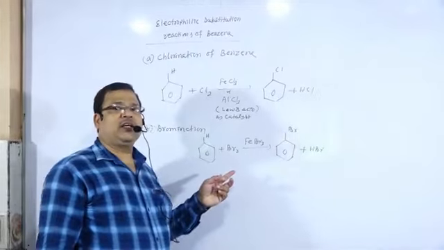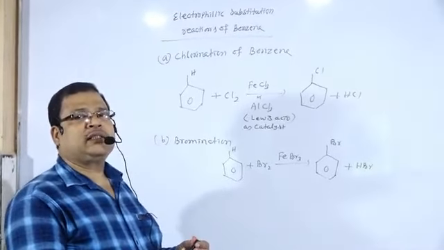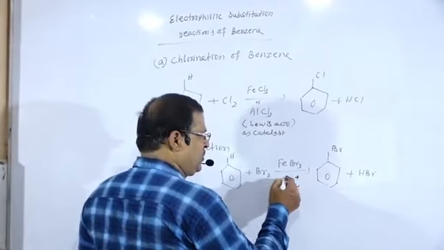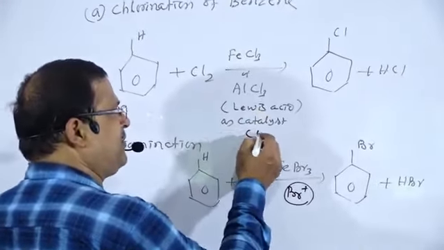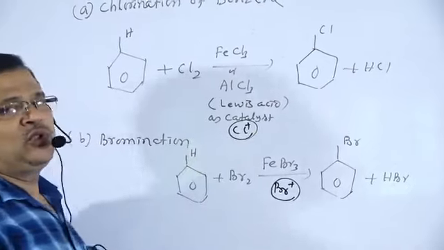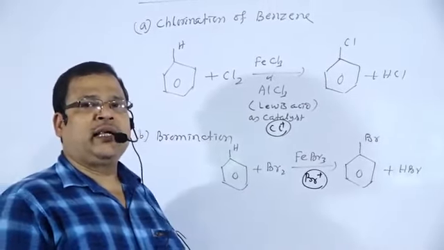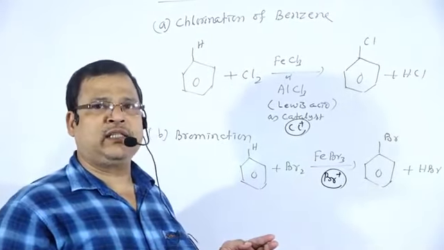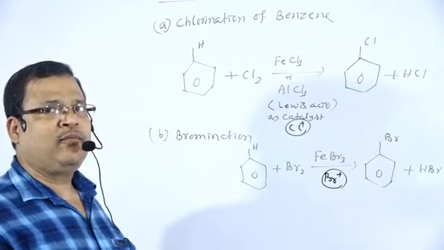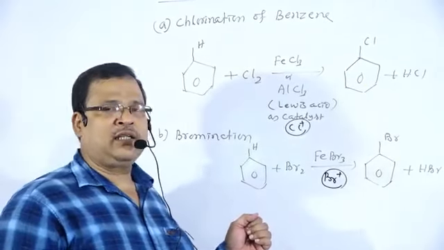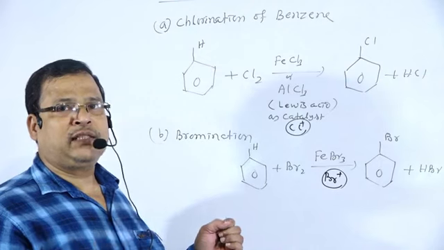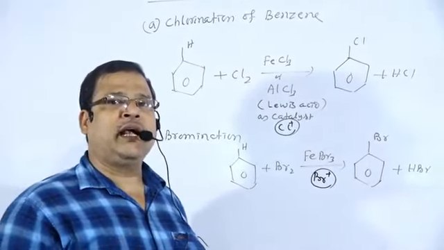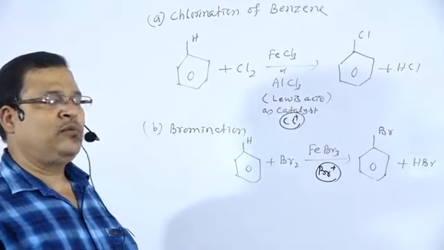During bromination, Br+ will act as the electrophile. In chlorination, Cl+ will act as the electrophile. So chlorine reacts with benzene in the presence of FeCl3 or AlCl3 to form chlorobenzene, and Cl+ acts as the electrophile. If we carry out bromination, bromine reacts with benzene in the presence of FeBr3 to form bromobenzene, and Br+ acts as the electrophile.